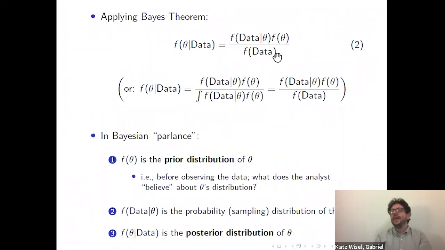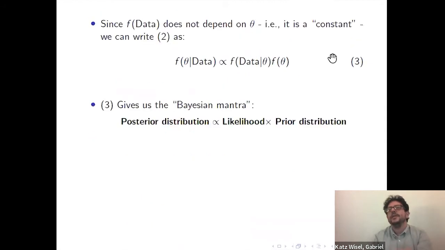And from equation 2, and given that f(data), as it's stated there, is independent of my random variable, which is my parameter, we can simplify this and work with equation 3, which essentially is what I call in the slides the Bayesian mantra: the posterior distribution of the parameters of interest is proportional to the likelihood of the data times the prior distribution. And we're going to use this relationship throughout the slides, throughout the exercises included with the slides, and throughout your Bayesian life, right? The posterior distribution of a parameter is proportional to the likelihood and the prior.